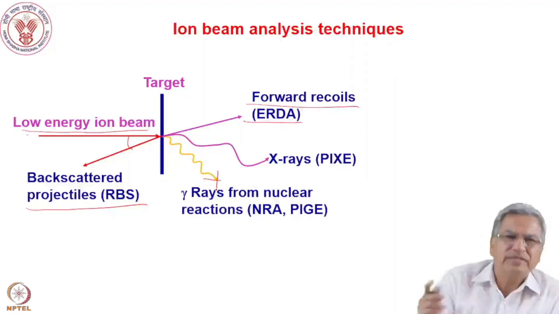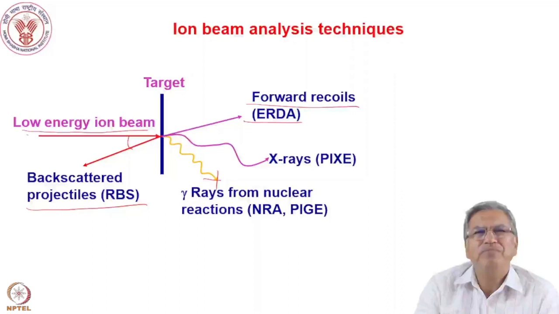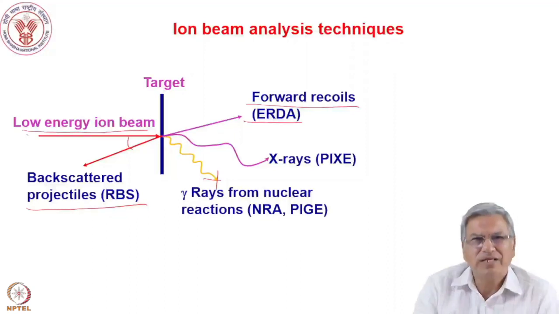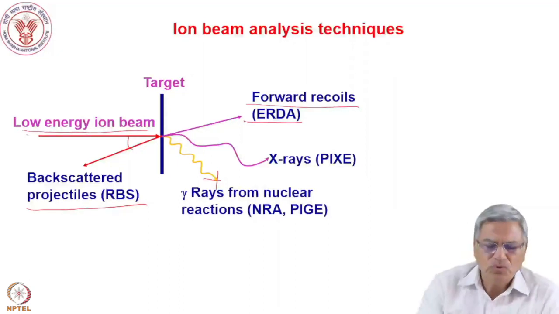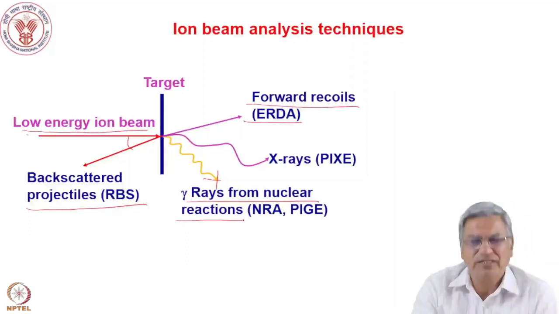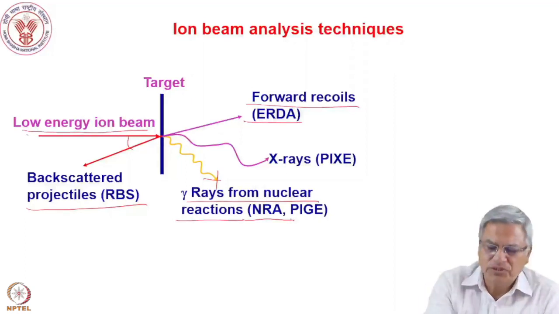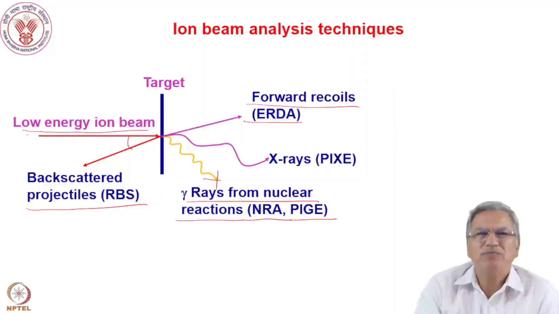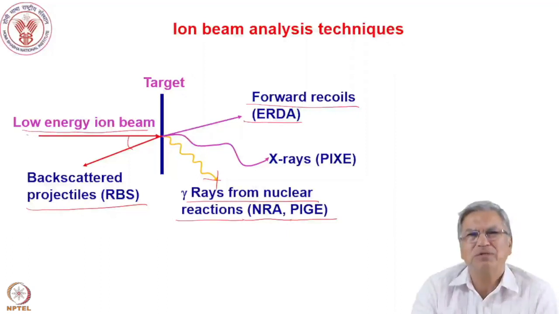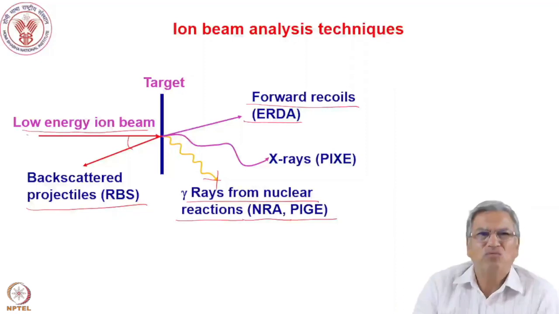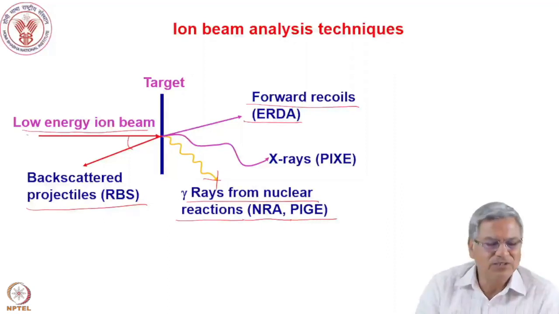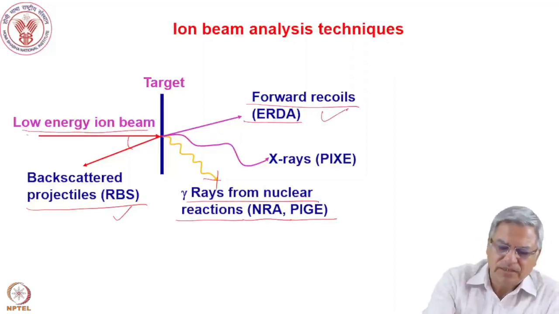There could be another type, nuclear reactions between the low energy ion beam and the nuclei in the target material, and these nuclear reactions can give rise to gamma rays. If you detect the gamma rays from these nuclear reactions, then the analysis based on the nuclear reactions is called NRA, nuclear reaction analysis. One of the variants of this is particle induced gamma emission, PIGE. Mostly protons are used. They are actually similar techniques, but the difference will become clear when we discuss each technique in the present lecture. So in a nutshell, these are the four types of nuclear reactions or interactions which we will be utilizing in the different nuclear analytical techniques: the RBS, the ERDA, the NRA, and PIGE.